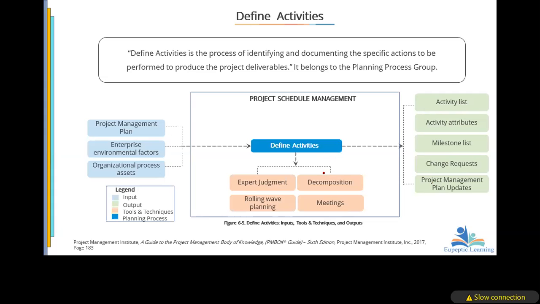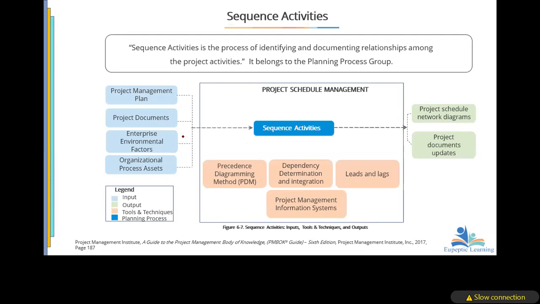Okay. So once we have done this, we expect that we need to make changes or updates. We need to update the project management plan. So you see, we go to the next one. The next one is what? Sequence activities. We are identifying and documenting the relationships among the activities.